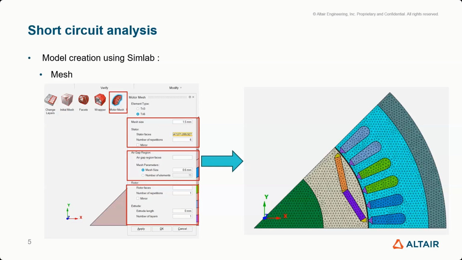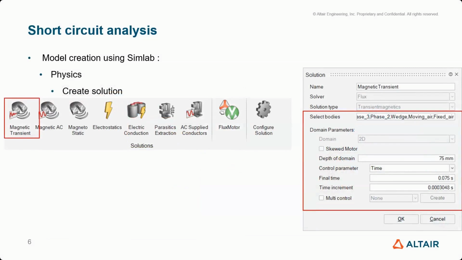In this case, you can decrease the mesh size. In our case, for this analysis, I used this type of mesh for the motor. Now, the third step is the creation of the solution. Once you have imported your device, created the geometry and the mesh, you will switch to the creation of the physics.